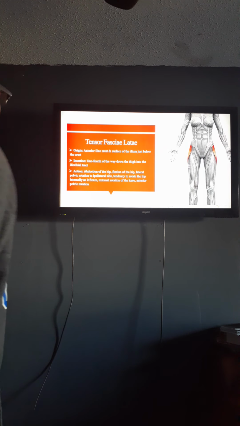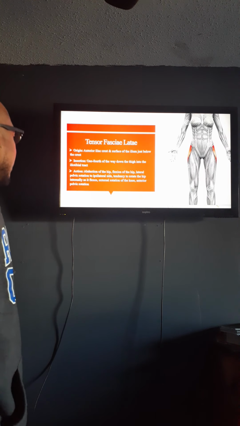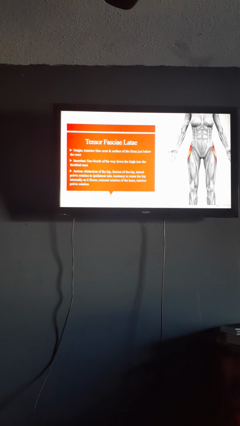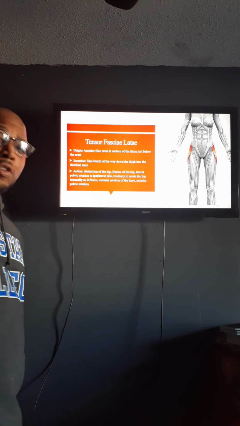Action is abduction of the hip, flexion of the hip, lateral pelvic rotation to the ipsilateral side, tendency to rotate the hip internally as it flexes, external rotation of the knee, anterior pelvic rotation.